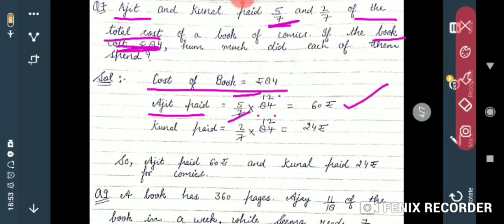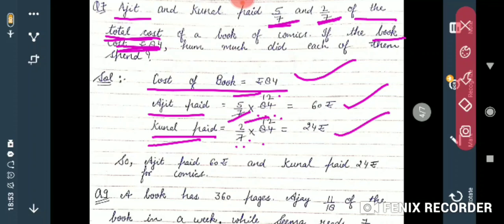So how many rupees were paid by Ajit? 60 rupees. Then how many rupees did Kunal pay? 2 by 7 of the total cost. Of means multiply, and what is the cost of the book? 84. So similarly 7 1s are 7, 7 2s are 14. 12 multiplied by 2 is 24 rupees. So Ajit paid 60 rupees, whereas Kunal paid 24 rupees for the comic book.